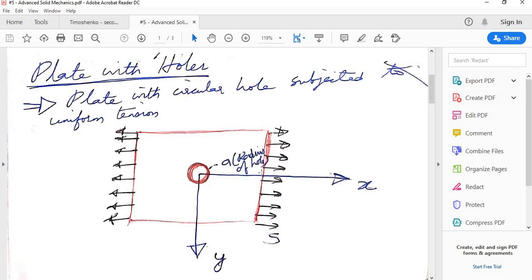For example, even if you take this particular plate, which is subjected to uniform tension on opposite sides, and you have a circular hole, let's say, this is an exaggerated image. The actual size of the hole will be very small. So if you have a hole like this, we had already seen that the stress distribution around the hole changes. It is not uniform. When you apply a uniform tension like this, you expect uniform stress distribution. That is valid at these locations, but at the hole location it is not uniform.